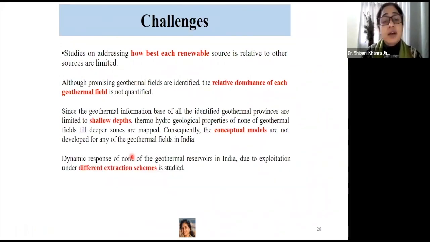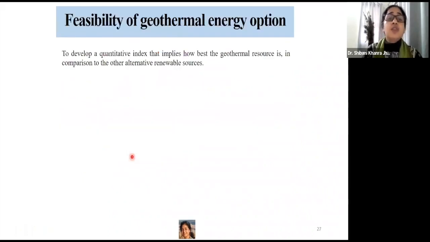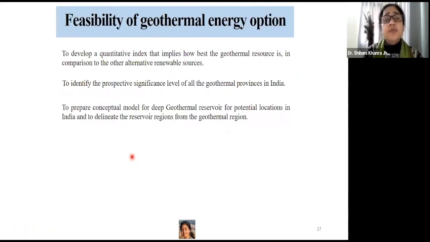can be assessed. Now, after that, some dynamics of the fields, like how extraction schemes can be established for the field, and what feasible power potential is available from the field. So these are the feasibility studies which can actually be applied with these challenges, to establish that geothermal resource is also one of the viable alternatives.